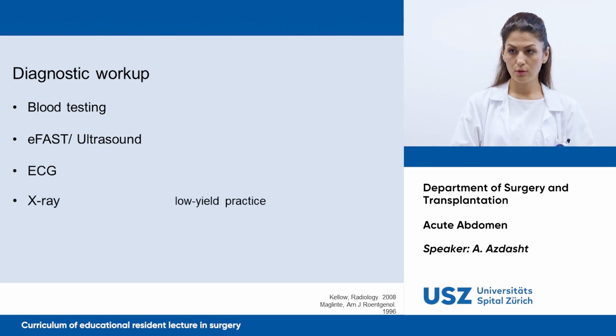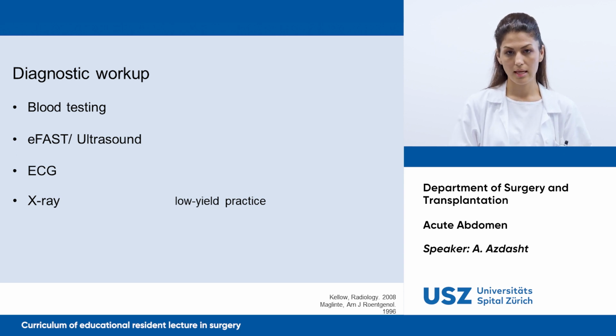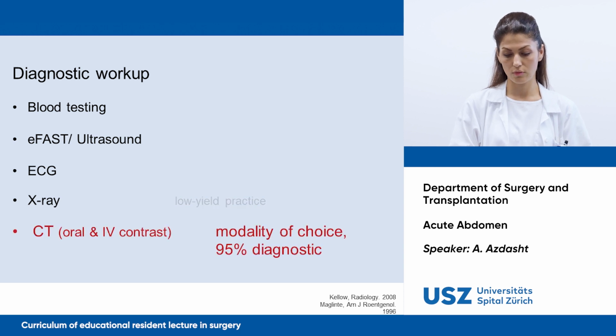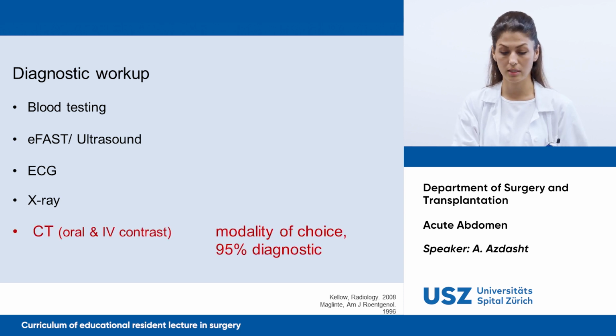At university, I know that we always learn that an X-ray of the abdomen can be done, but actually in practice, the use of an X-ray is an extremely low yield practice, as it is not much sensitive, nor is it specific. So the modality of choice is the evaluation of an undifferentiated abdomen via a CT scan, a contrasted CT scan, as it is diagnostic in 95%.